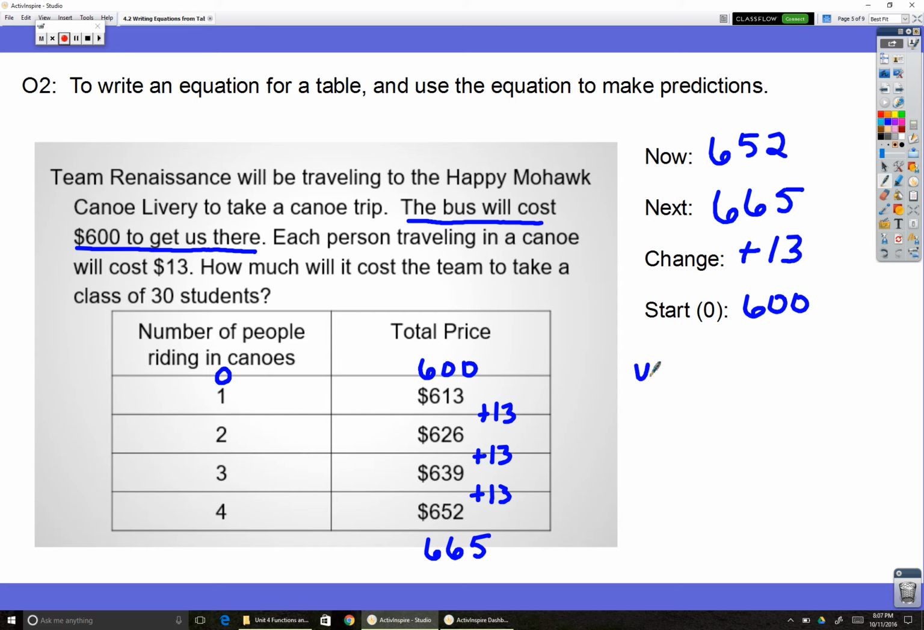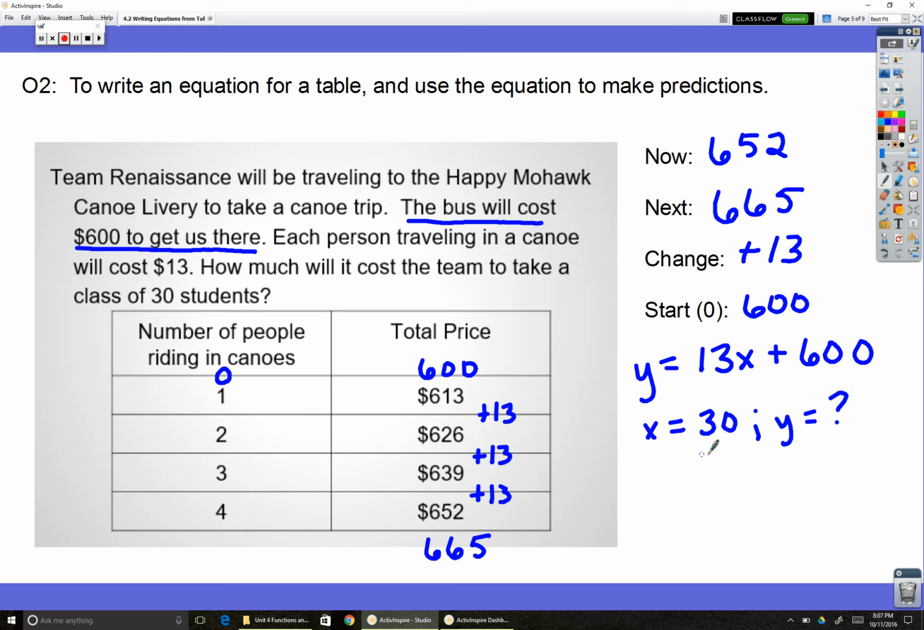So we have y equals the change times x plus start. And this makes sense. We have $13 per person, 13 times x, plus the $600 fee for the bus. And we could actually find out what the cost would be, because it did ask us how much will it cost the team to take a class of 30 students. So when x equals 30, what is y? When x equals 30, y equals question mark.